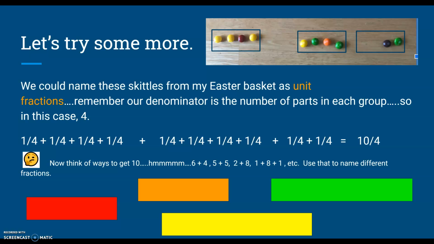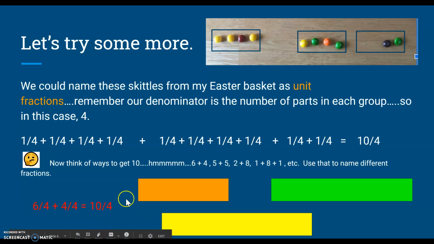So 6 plus 4 is 10, 7 plus 3 is 10, 5 plus 5 is 10, 2 plus 8 is 10, or we could branch out a little bit and we could do 3 plus 3 is 6, plus another 3 is 9, plus 1 more is 10. So we could use 3 plus 3 plus 3 plus 1. Or in the case that I put up here, 1 plus 8 plus 1. So you can name it in any ways that you could make 10.